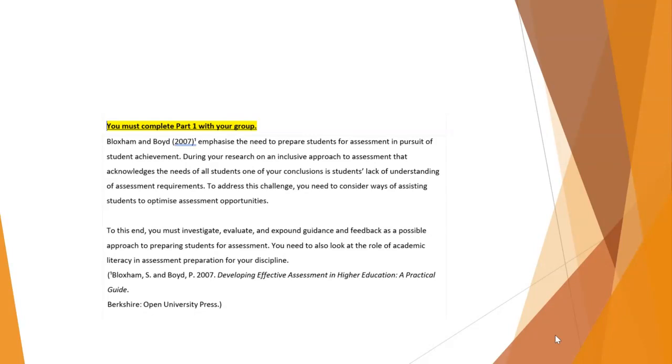So that type of thing. Okay, so back to this, Bloxham and Boyd 2007, that's your prescribed material, and there's the full reference at the bottom. They emphasize the need to prepare students for assessment in pursuit of student achievement. During your research on an inclusive approach to assessment that acknowledges the needs of all students, one of your conclusions is students lack understanding of assessment requirements. And that is why we have these sessions. Because very often, even the first time I read an assessment, I'll be like, what's going on here now? And then you have to read it again and unpack it in a little more detail. And that's a skill. And often students don't have that skill.